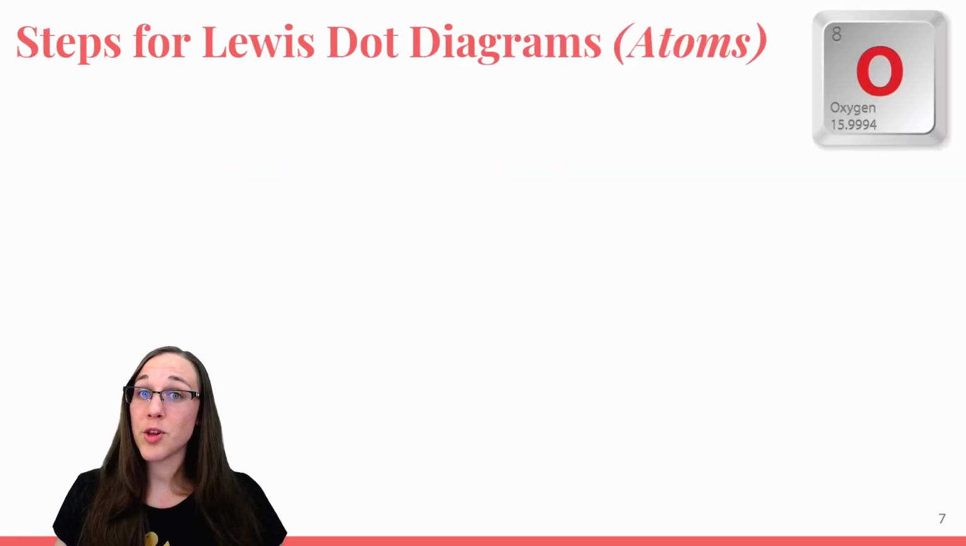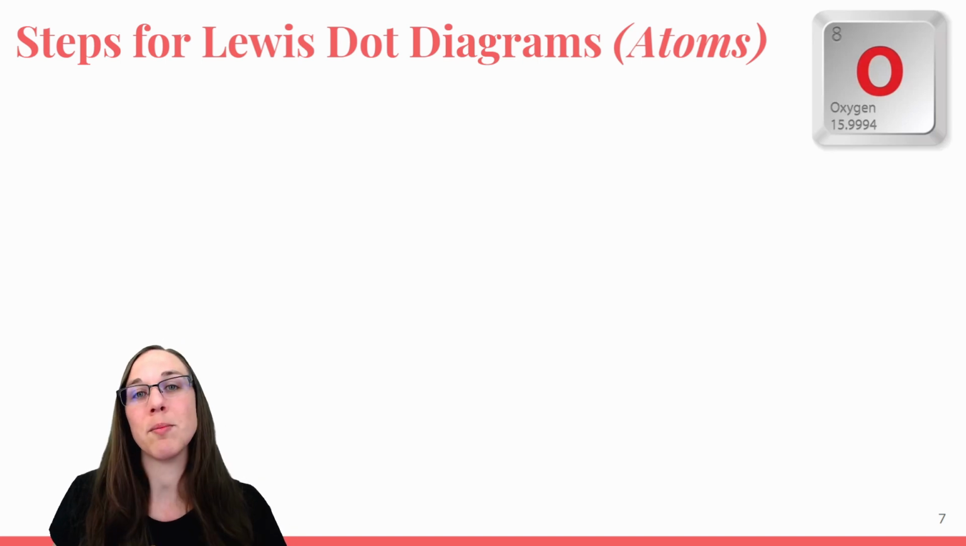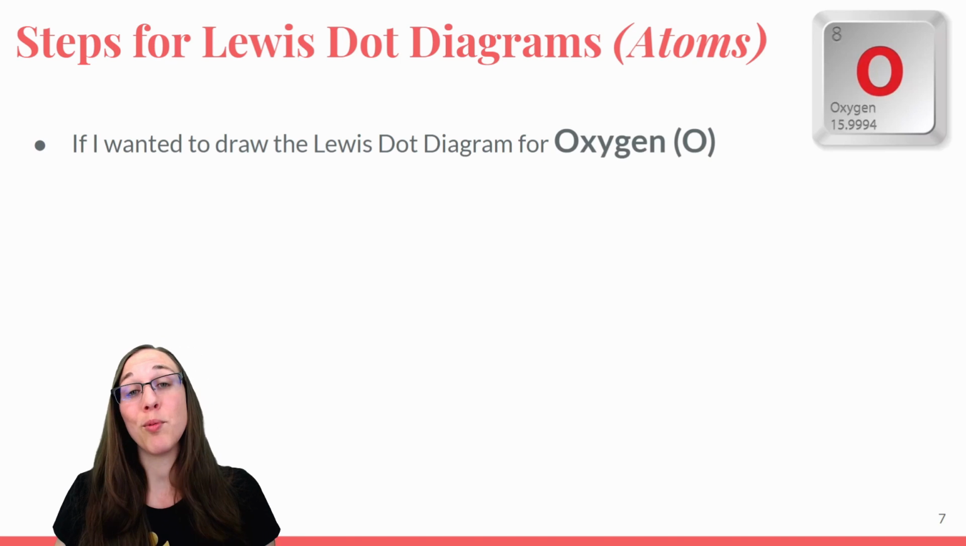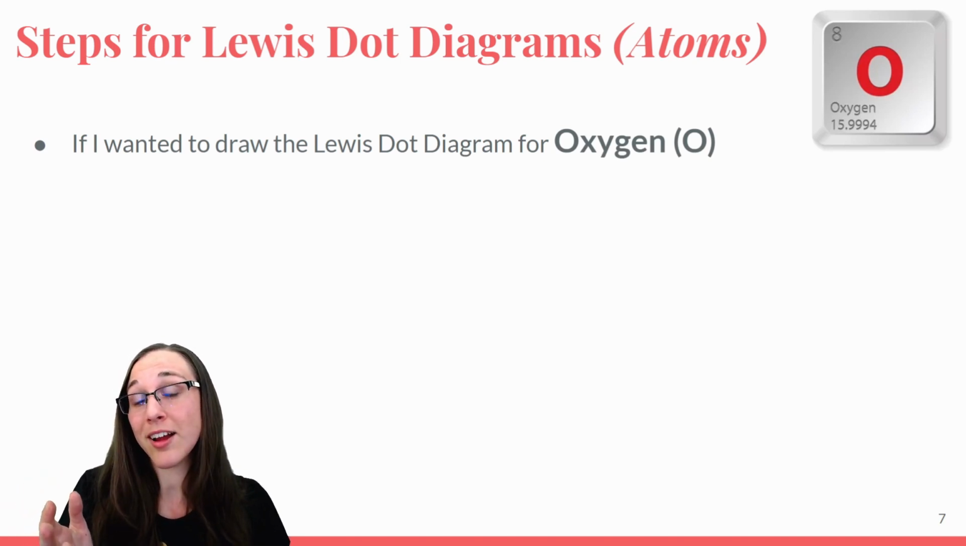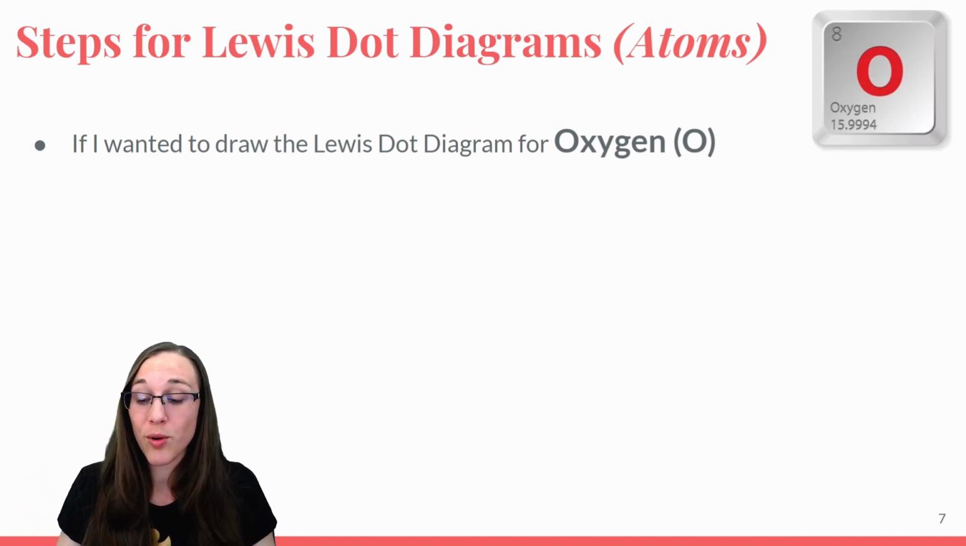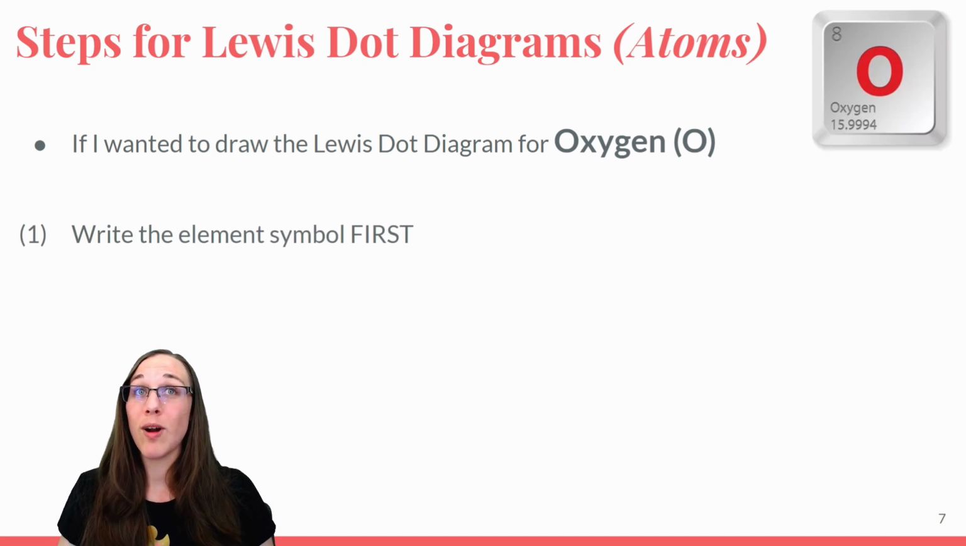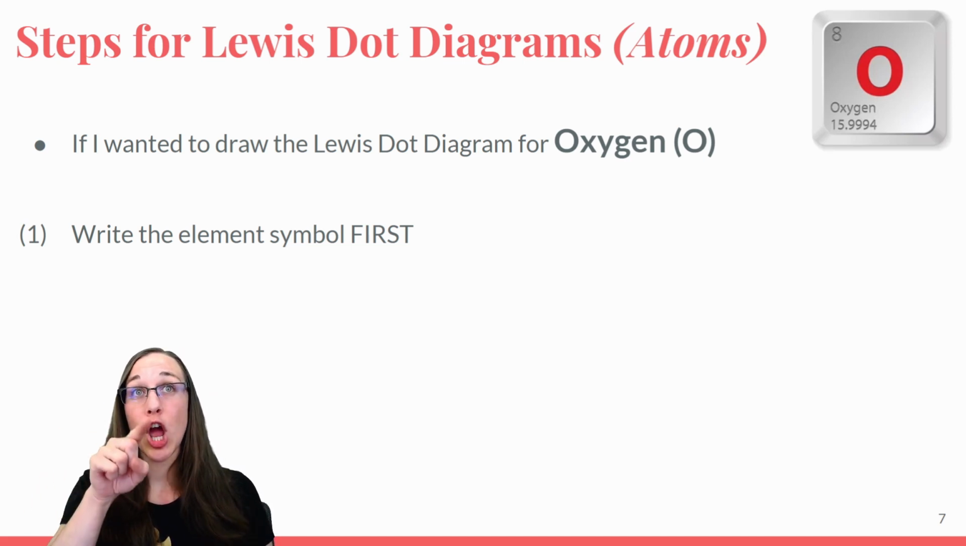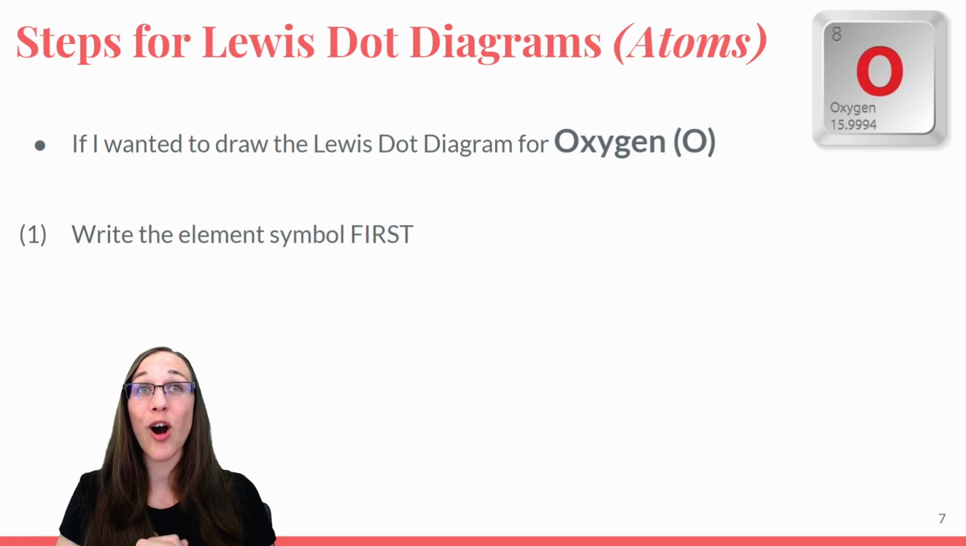So before I show you how to actually do this, let's all have a baseline of steps of what to do when we get to this point. Step 1, if you wanted to draw the Lewis dot diagram for, say, oxygen, for example, we would write the element symbol first. We would write an O on our paper. No matter where you put it, just put an O on your paper. Step 1, you put the element symbol, which is O for oxygen.